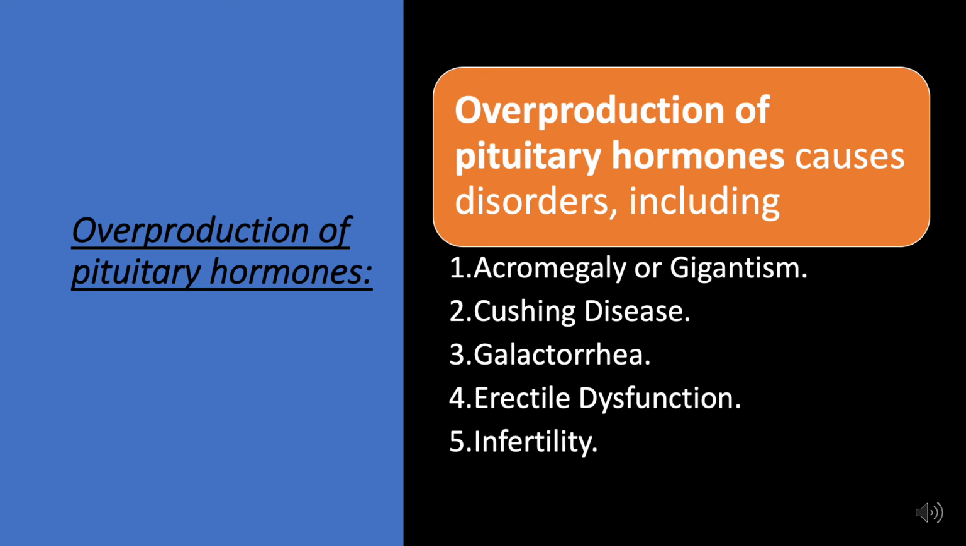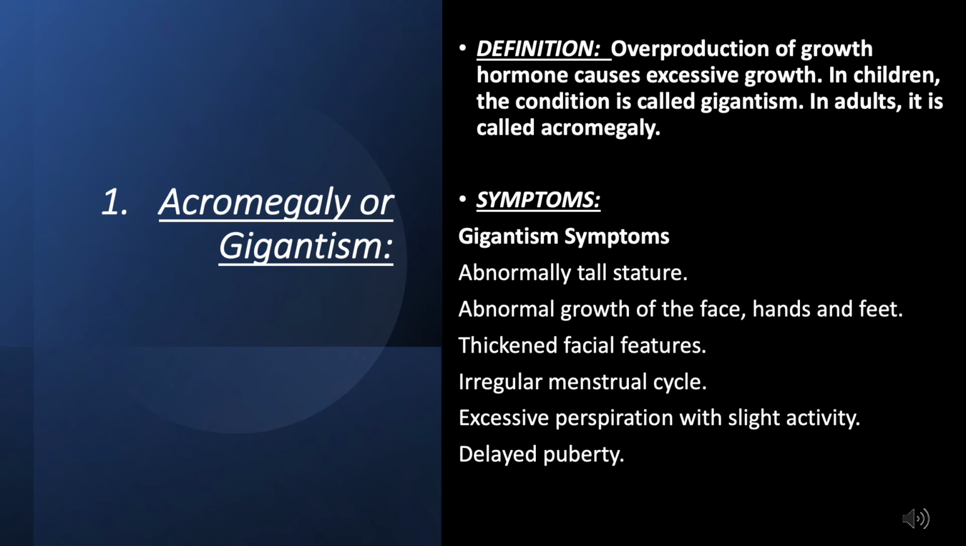Overproduction of pituitary hormones. Overproduction of pituitary hormones causes disorders, including acromegaly or gigantism, Cushing disease, galactorrhea, erectile dysfunction, infertility. Acromegaly or gigantism. Definition: overproduction of growth hormone causes excessive growth. In children, the condition is called gigantism. In adults, it is called acromegaly.